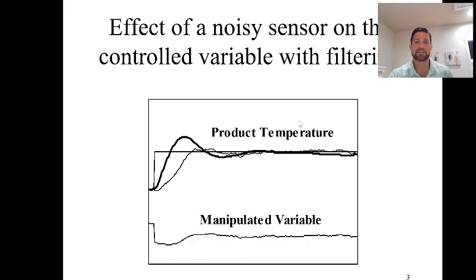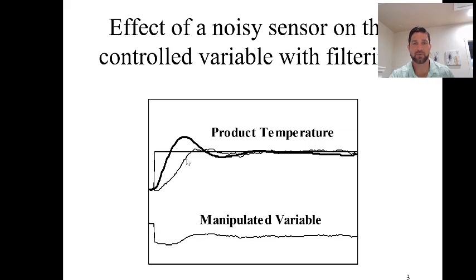Okay, on this plot we can see what the effect of filtering is on the process. So if we look at the top plot, again the product temperature, this dark curve shows the actual measure of the CV, the control variable, with the noise taken out of it. So this is the response of the product temperature to a step change in the set point. The thin line shows the filtered value of the sensor. What you can see is that the filtered value of the sensor is going to respond slower, so there's going to be a little bit of a lag associated with filtering the sensor.